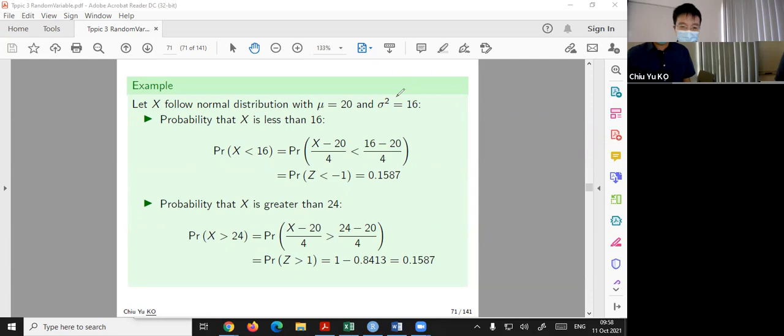I want to calculate the second one. The probability x is greater than 24, given x is a normal distribution with mu 20 and sigma square is 16. Okay. So I showed you how to do the first one. I hope you can do the second one. So make yourself work it out, because I asked you to do it in your homework. You would be doing something related. So in case you are confused now, just ask me.